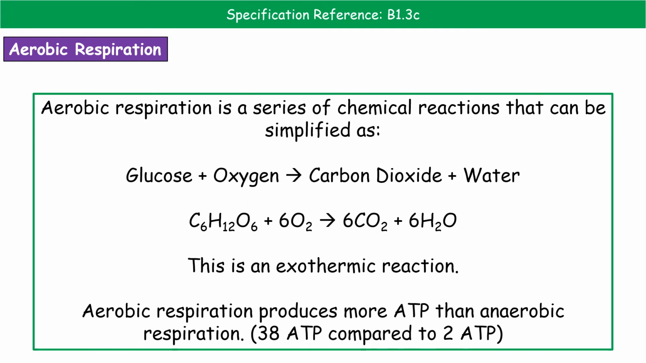You'll notice at the bottom I've given you the actual numbers. So 38 ATP molecules are produced in aerobic respiration. And you can see compared to anaerobic, 2, it is much more in terms of the amount of ATP we make. Hence why this is the one we go to first of all.